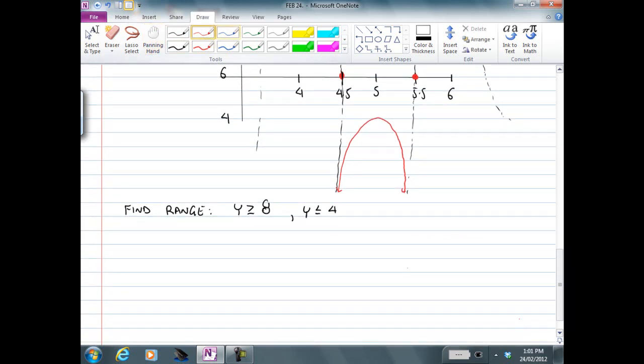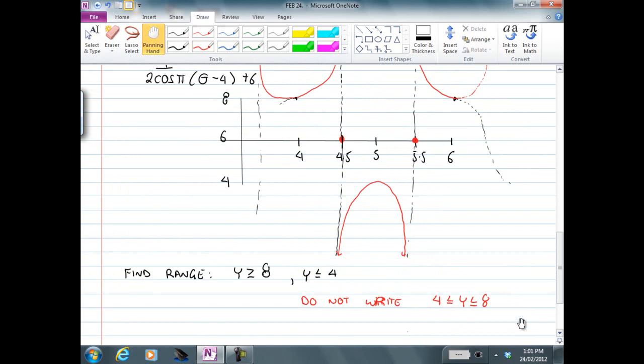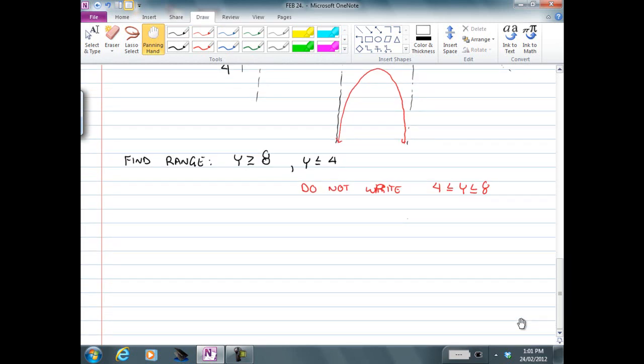Because somebody might say, let's be lazy and write it as 4 ≤ y ≤ 8. This is saying y is between 4 and 8, but there's nothing between 4 and 8. So you have to write it separately when it comes to cosecants. Guys, gals, be careful about this. Do not write it as if you're mixing everything together as one. That's called your range. The next one is domain.